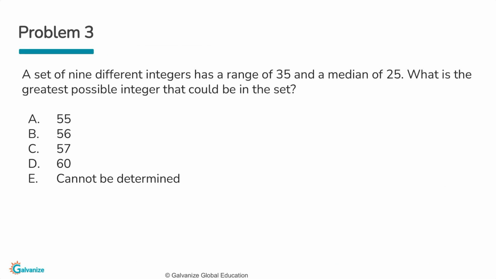Check this out. Remember the concept of median, remember the concept of range and all that, and proceed with this problem. A set of 9 different integers has a range of 35 and a median of 25. What is the greatest possible integer that could be in the set? Now, this is a question of medium difficulty level in GRE. A very common GRE question. A set of 9 different integers has a range of 35 and a median of 25. What is the greatest possible integer that could be in the set? Think about it and tell me the answer.